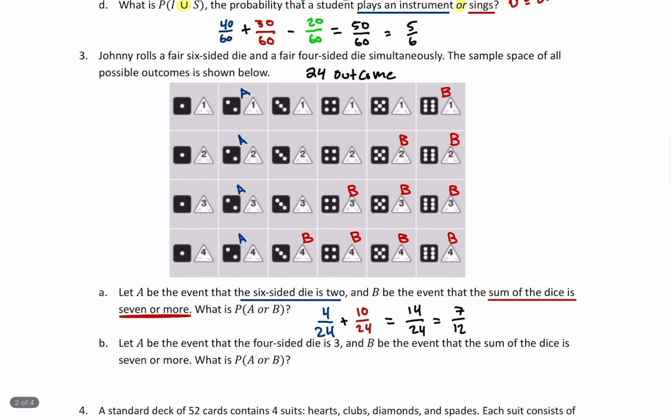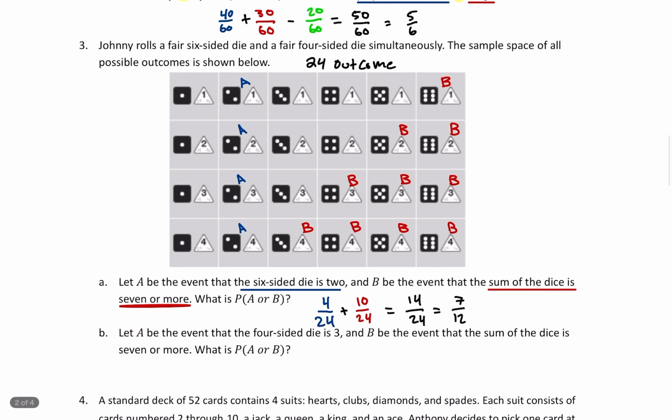Okay, now for part B, it says let A be the event that a 4-sided die is 3. Okay, so our event A has changed. Last time, the 6-sided die had to be a 2. Now my 4-sided die, or this triangle-looking one, has to be a 3. So where is the triangle or the 4-sided die of 3? It's all of these ones, right? All of these give me a 3. So in all of these, I'm going to put an A there. Okay, because all of these meet the criteria for A.